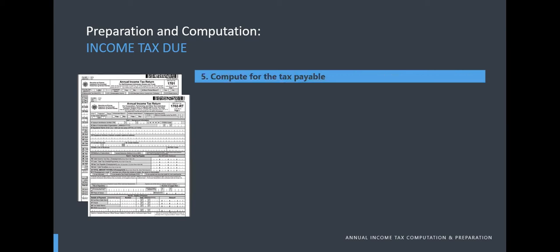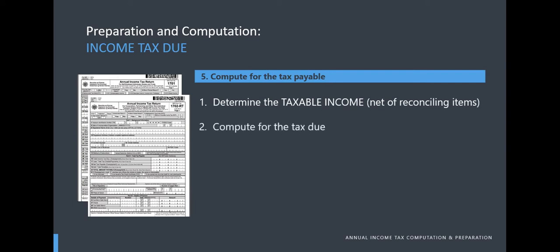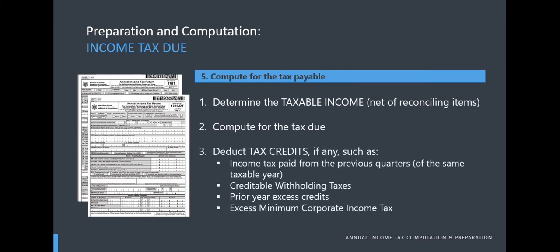Next, after reconciling, we need to compute for the tax payable. How to compute for the tax payable? First, we need to determine the taxable income. So this is already net of the reconciling items. Compute for the tax due and deduct tax credits, if any, such as income tax paid from previous quarters or the quarterly income tax payments, creditable withholding taxes, prior year excess credits, and excess minimum corporate tax.